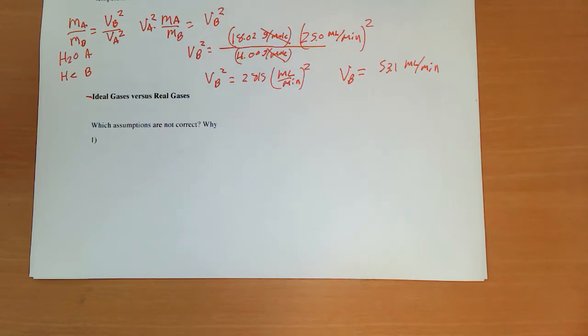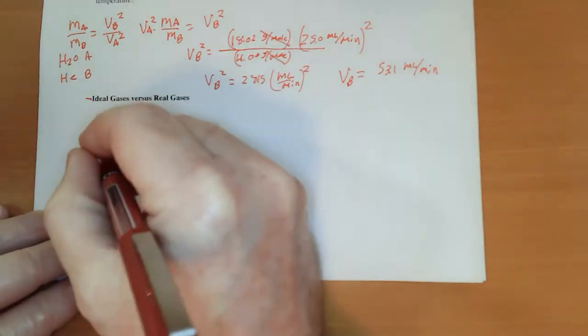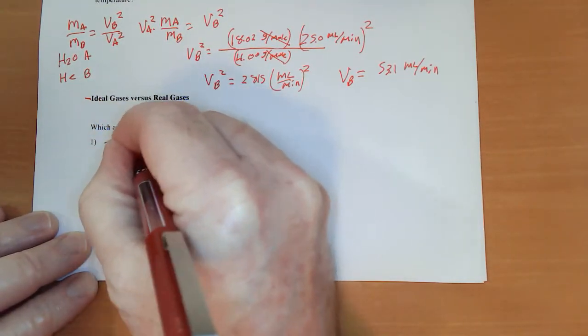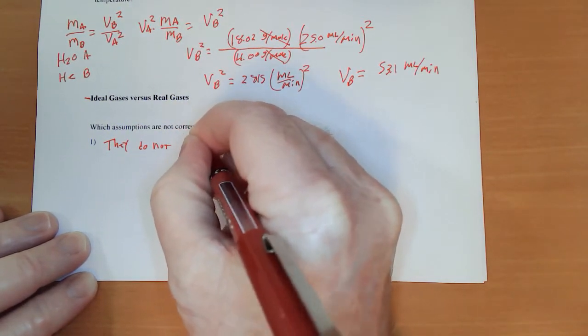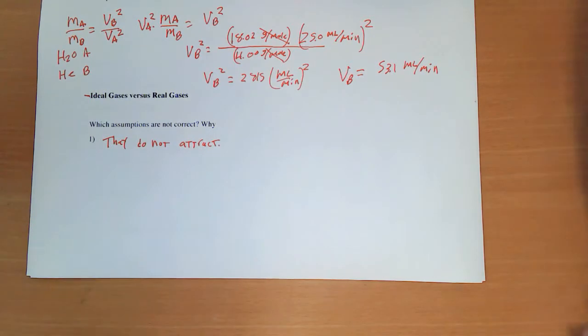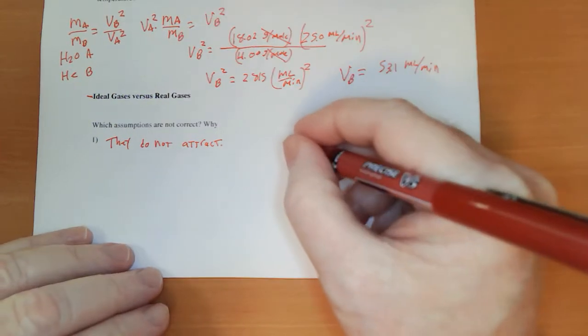So, there were four postulates or assumptions about ideal gases, and two of them were really quite accurate, and two of them had flaws. One of the ones that has a flaw is that they do not attract. So we're talking about the particles and saying that they are completely independent of each other, and that is not true. It just isn't.